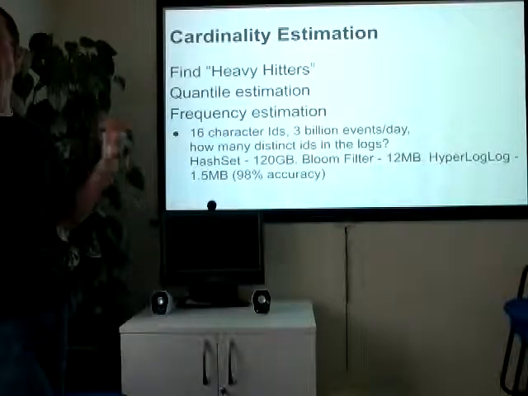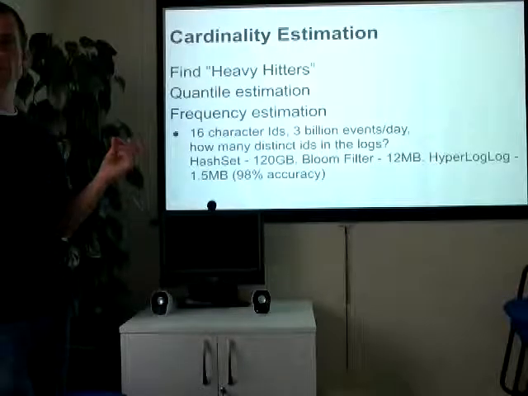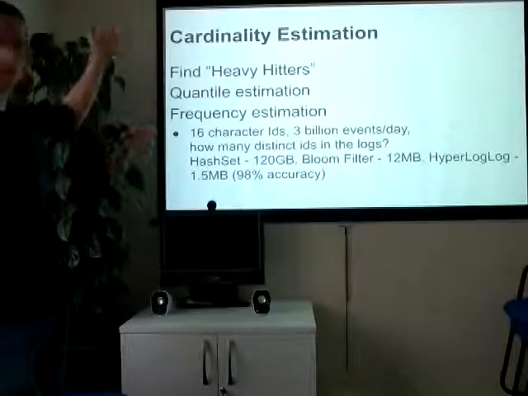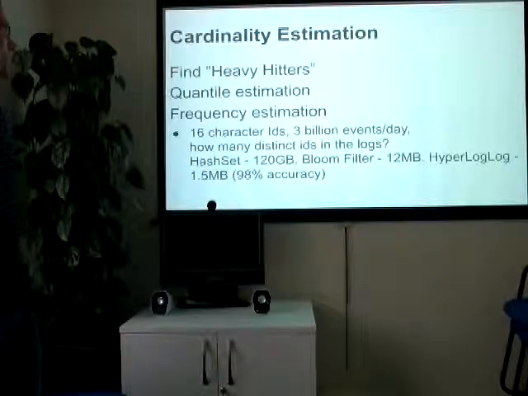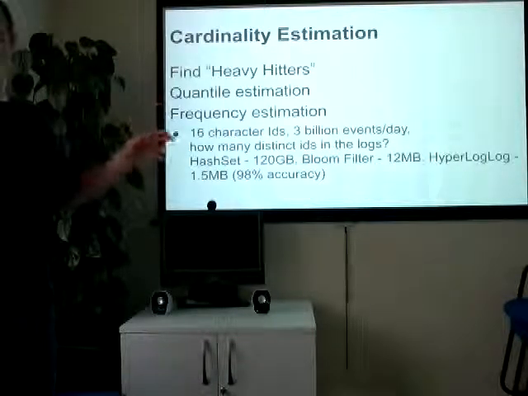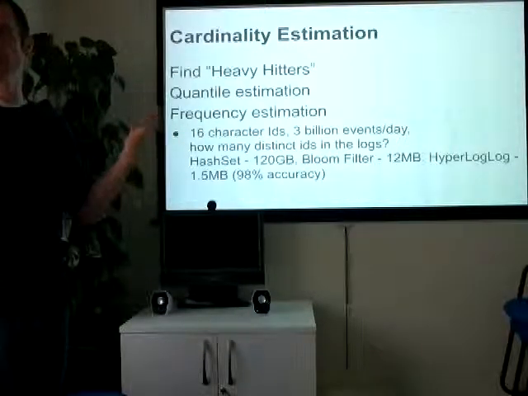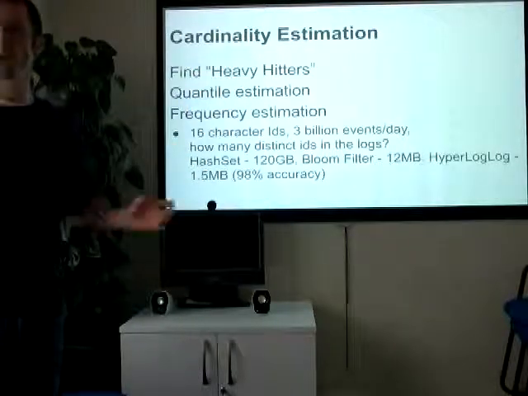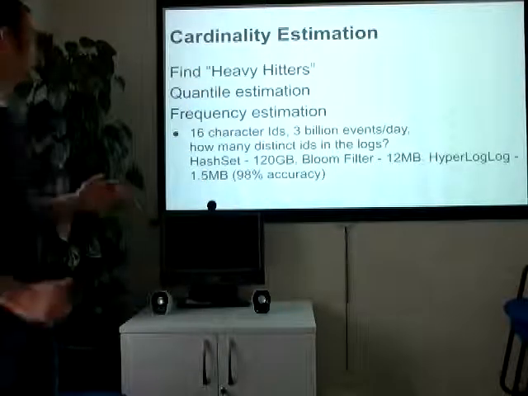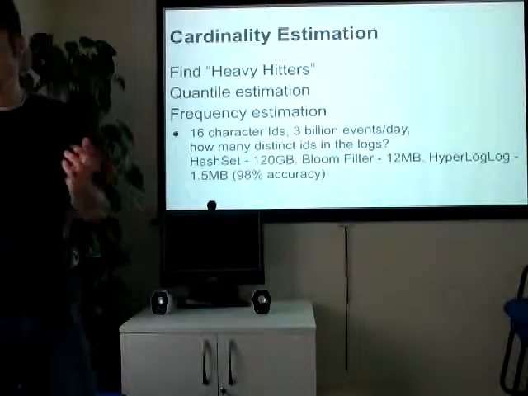And there are 3 billion of these things going through every day. So if you want to know how many distinct IDs we have, you can just use the cardinality estimate that we saw previously. But you can also ask questions like, what's the distribution? Do I have a small number of IDs that appear millions of times and then a large number that tails off, or is it evenly distributed? Where are the quantiles? Those kinds of things.